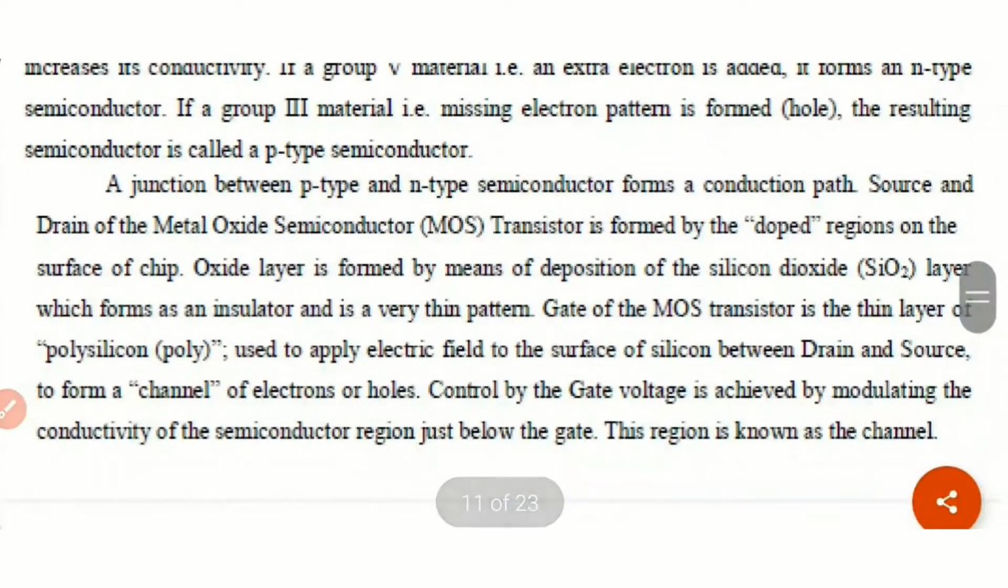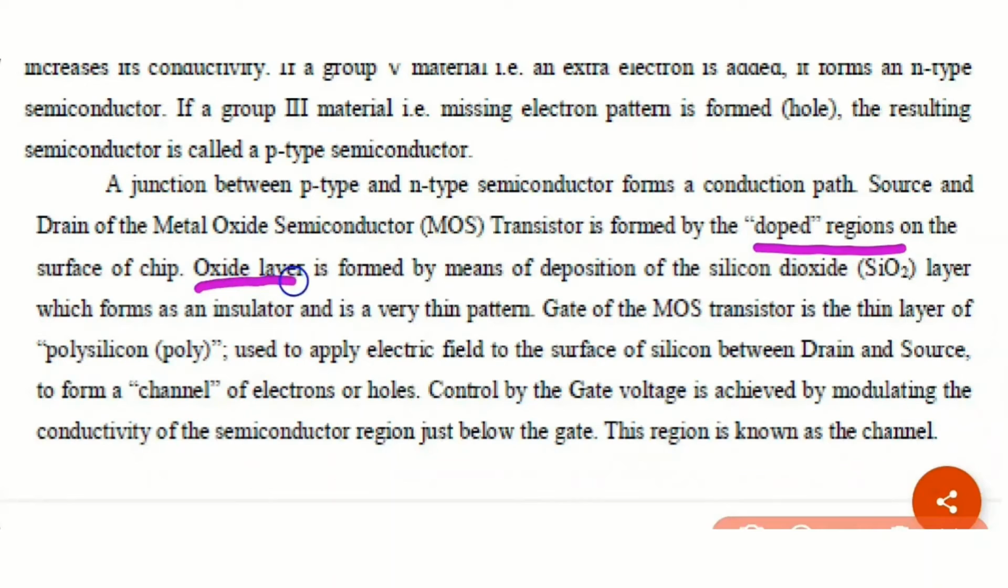So next paragraph says, a junction between p-type and n-type semiconductor forms a conduction path. The source and the drain of MOS, that is your metal oxide semiconductor transistor, is formed by doped regions on the surface of the chip. Clear? So doping will be done. The oxide layer is formed by means of deposition of silicon dioxide. So these are the various layers which will be formed. There will be an oxide layer there.